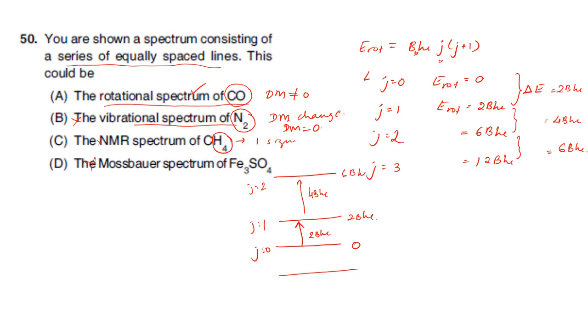Therefore, in the spectrum you will get lines due to 2Bhc, then 4Bhc, then 6Bhc. But the distance is 2Bhc. That is, the separation between any two rotational spectrum lines is 2B into hc. Therefore, it will give a series of equally spaced lines. Therefore, option A is correct.